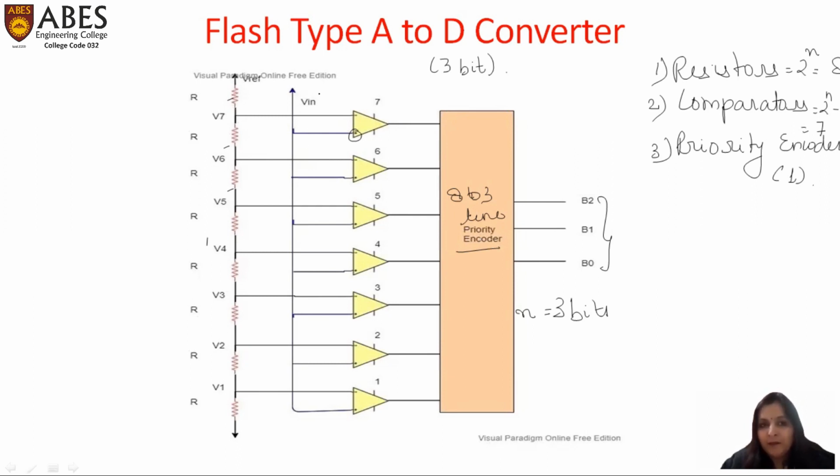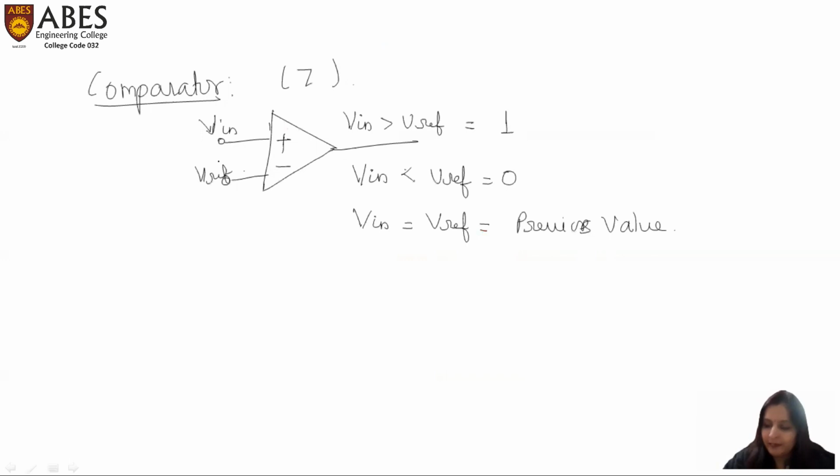See, V input will remain the same for each and every comparator. Every time the value of V input will be the same. But the value of V reference, which is applied at the negative terminal, will change. And it will change according to the resistances applied at the input. Now, this value will be calculated by using another concept, that is the voltage divider rule.